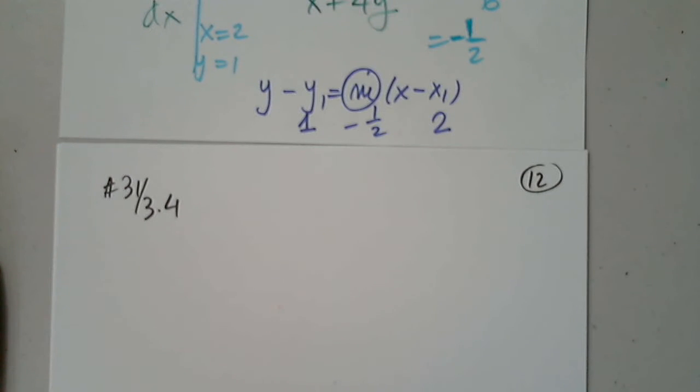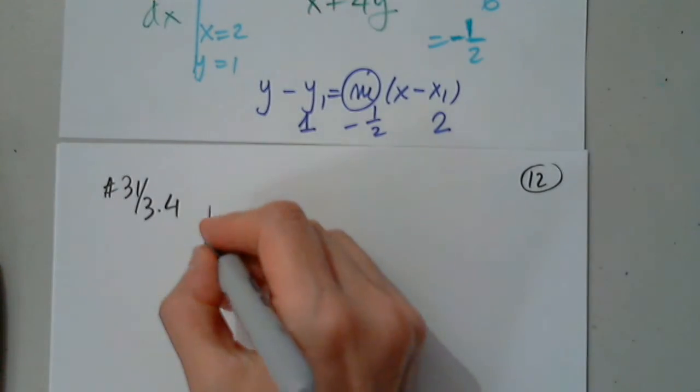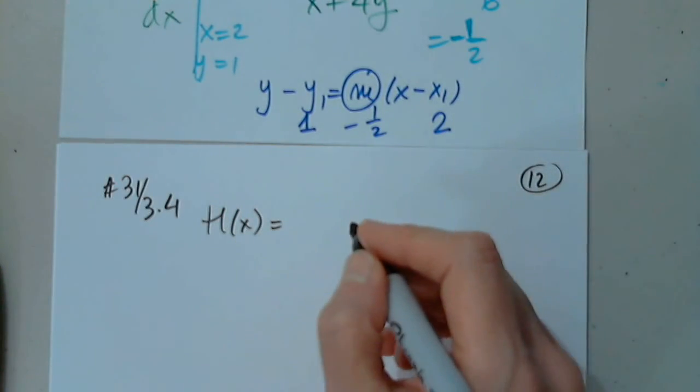And I chose 31. Why did I choose 31? Oh yeah, I know why I chose 31. Is 31 okay, or do you want to choose something else? 31 is good. Okay, I'm going to change it to x. It's easier for me to write.